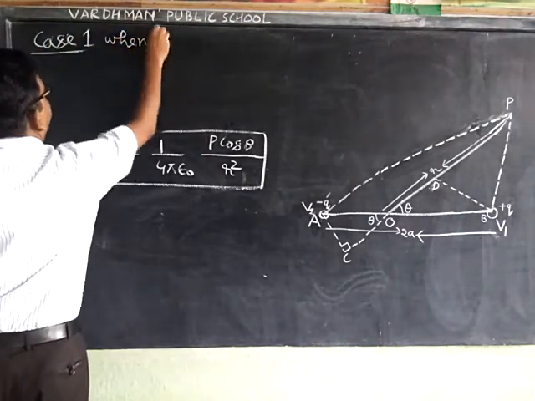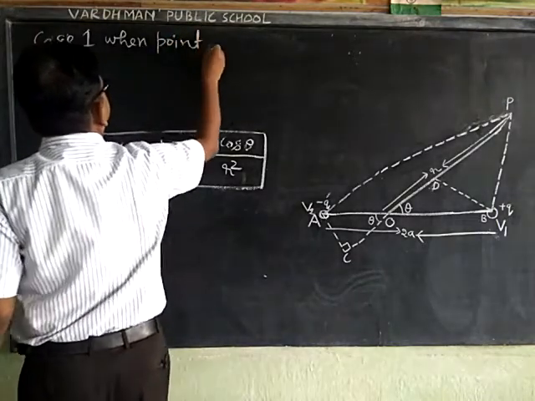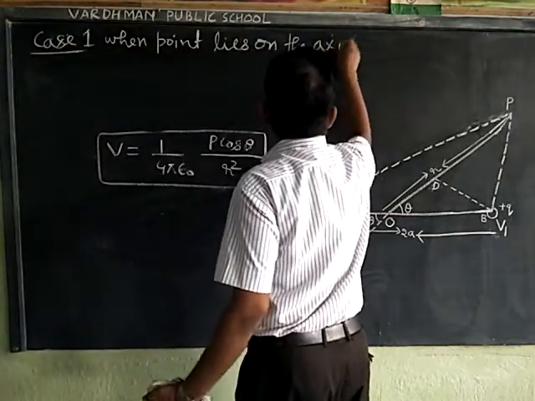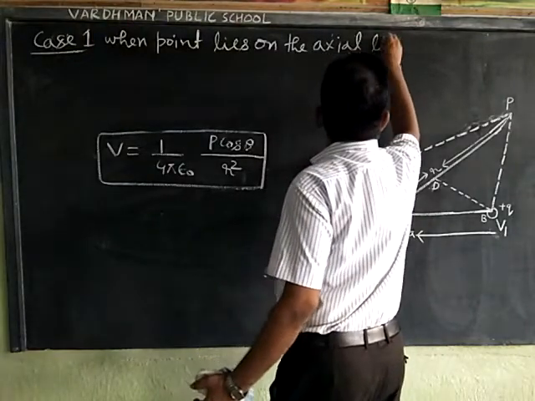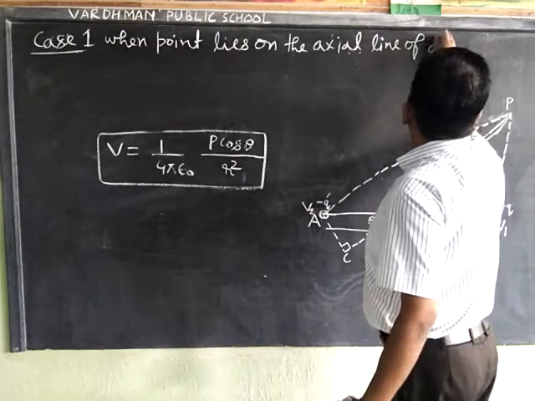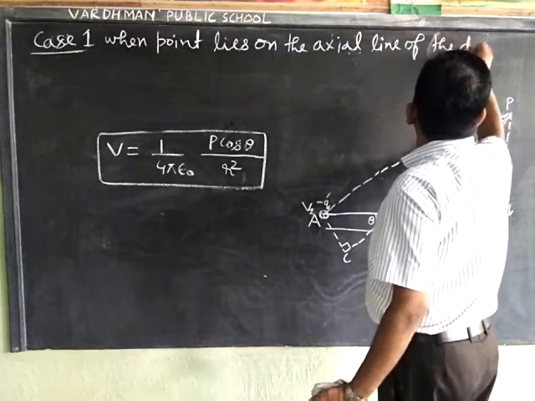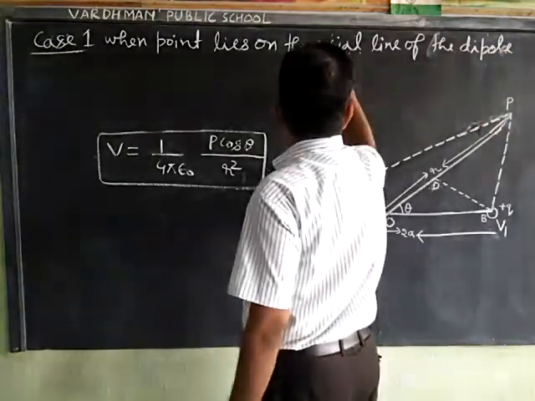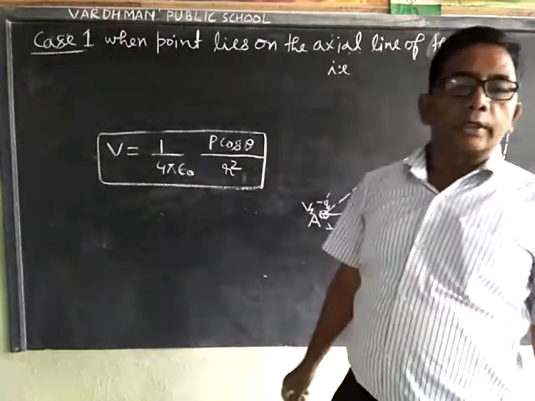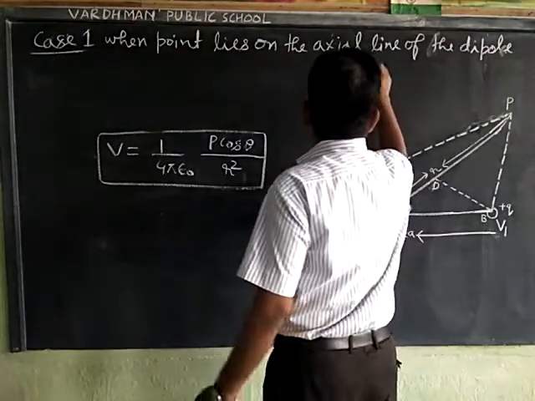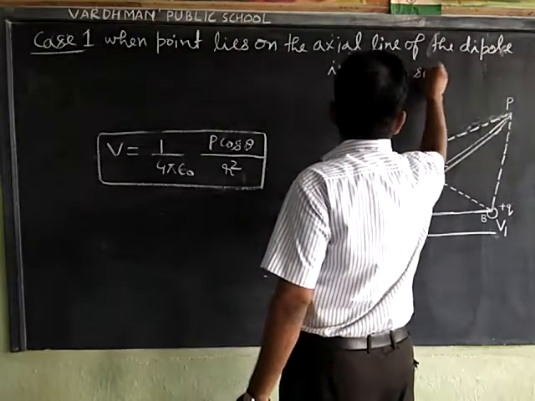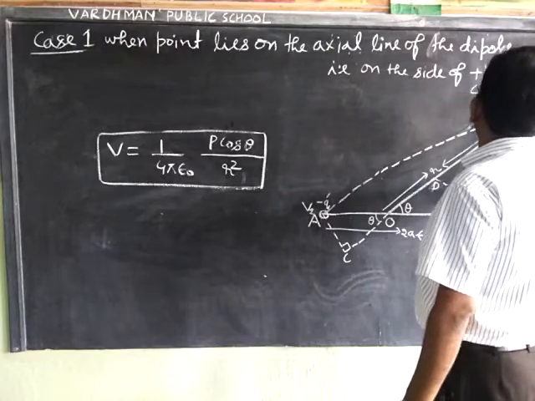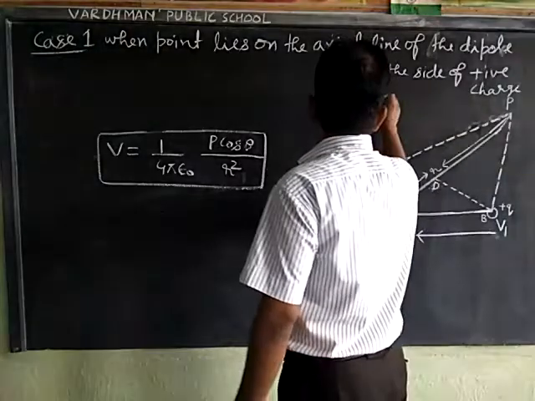When point P lies on the axial line of the dipole, that is on the side of positive charge, then theta is equal to 0.